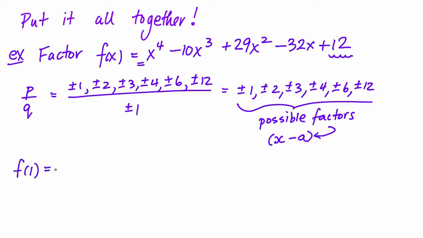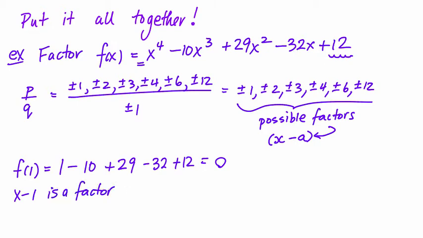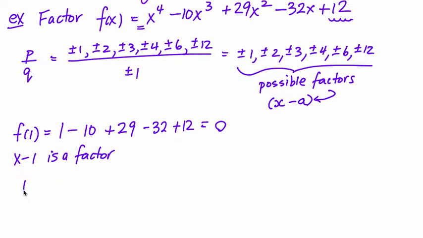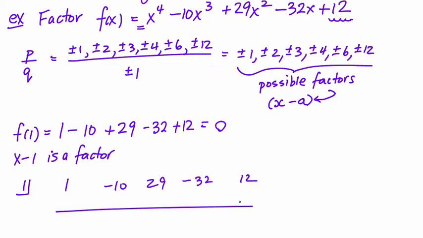Now you have to get pretty good at doing this. 1 to the 4th is 1, minus 10 times 1, plus 29 times 1, minus 32 times 1, plus 12, and calculate what that is. Yippee for us, it's 0. That means x minus 1 is a factor. And so now you do need some synthetic division, with a 1 here, and write down all our coefficients, 1, minus 10, 29, minus 32, and 12, and see what the synthetic division gets you.